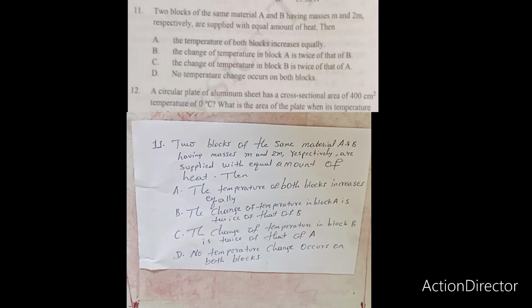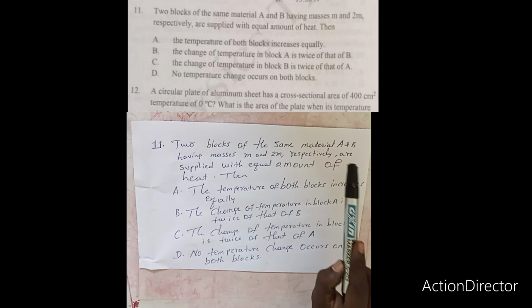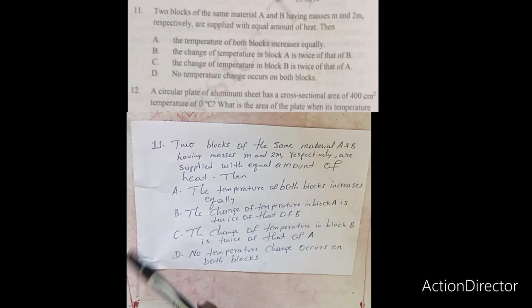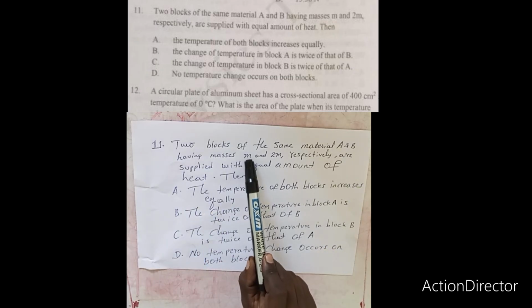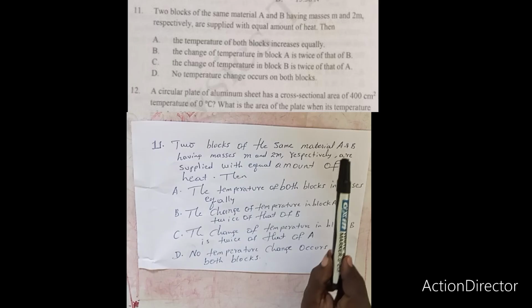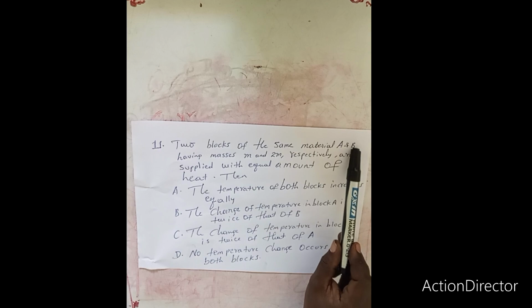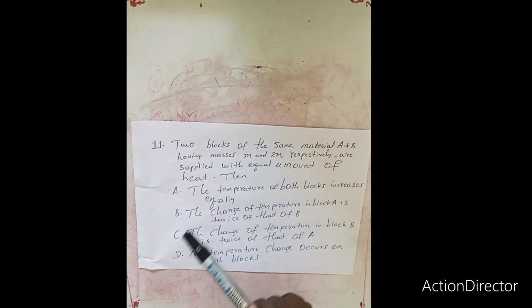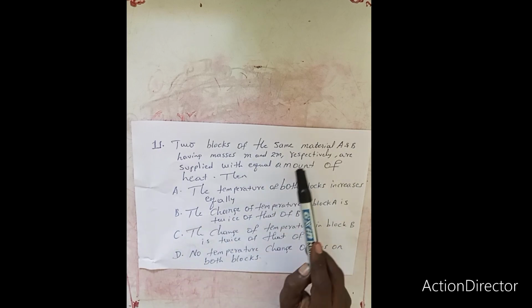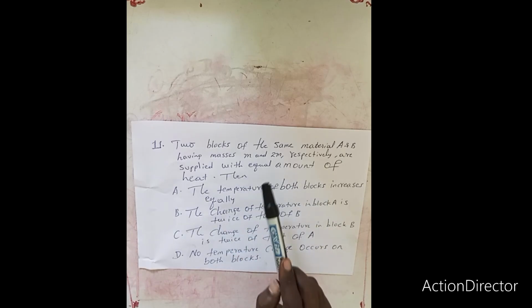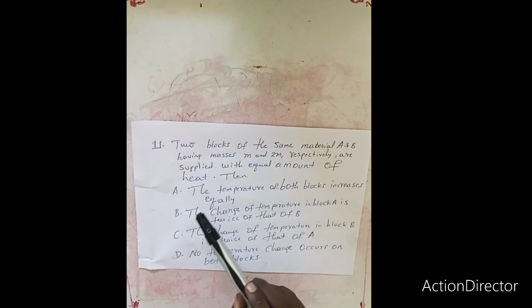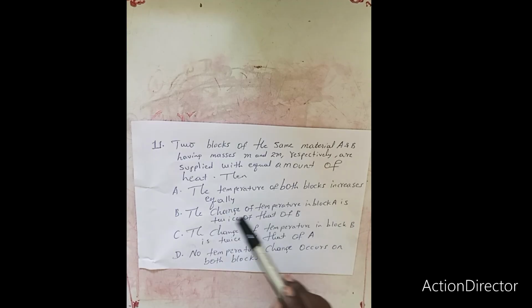Question number 11. Two blocks of the same material, A and B, having mass M and 2M respectively (M for A, 2M for B, so B is 2 times A in mass), are supplied with equal amount of heat. Then the following alternative: A, the temperature of both blocks increase equally.